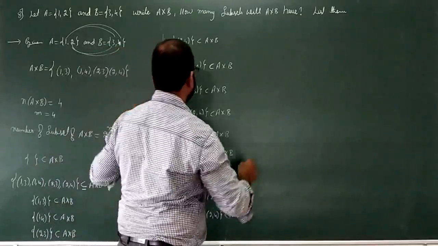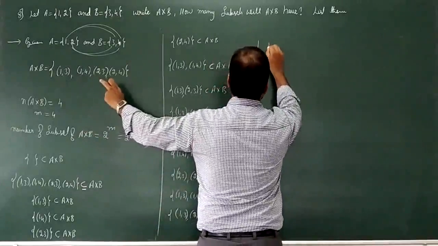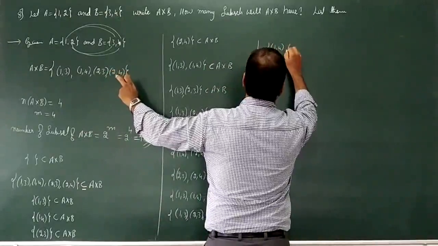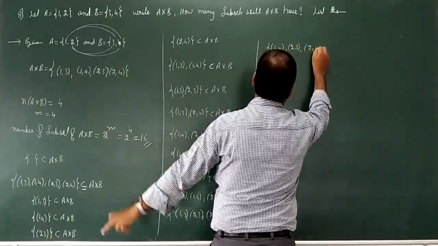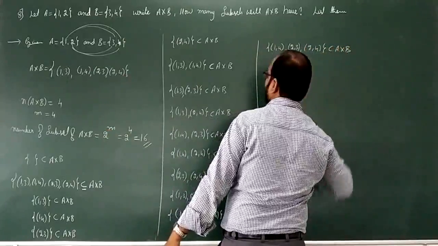Next one: 1,4 ordered pair, 1,4, 2,3, 2,4 is the subset of Cartesian product of A and B.